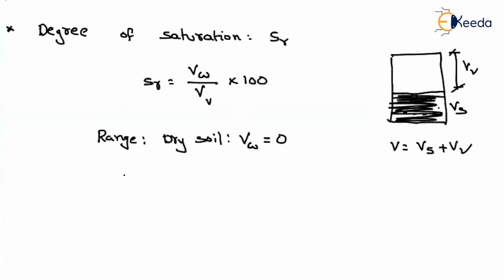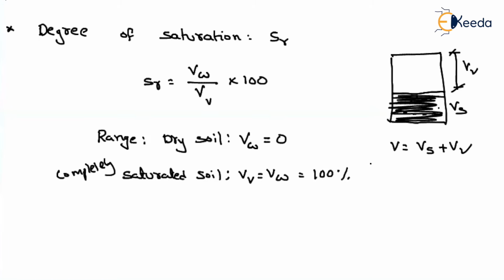Now, let us talk about the saturated soil, or completely saturated soil. That means the entire volume of voids is filled with water. Then the volume of voids becomes the volume of water. So if volume of water and volume of voids are equal, then what about the percentage? 100%. So these two are the most extreme cases.